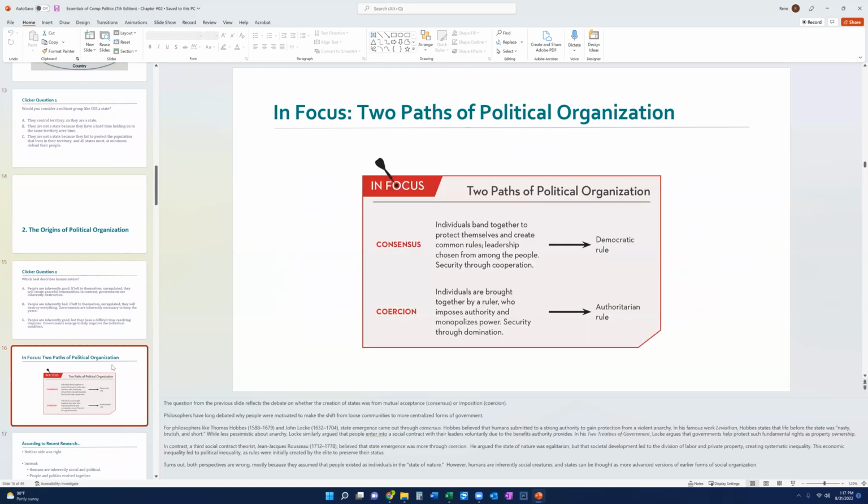Okay, so there's two ways that we organize politically. One is through what's called the consensus path of political organization. The other is the coercion path. If you believe in the consensus pathway, this is what leads to eventually democracy. Individuals end up getting together to protect themselves and create common rules. Eventually, leadership is going to be selected from among the people, and the idea is that we're going to acquire security through cooperation. On the other hand, coercion is when individuals are brought together by a ruler that uses their monopoly on power to impose authority. The idea here is you're going to receive security through domination. Okay.